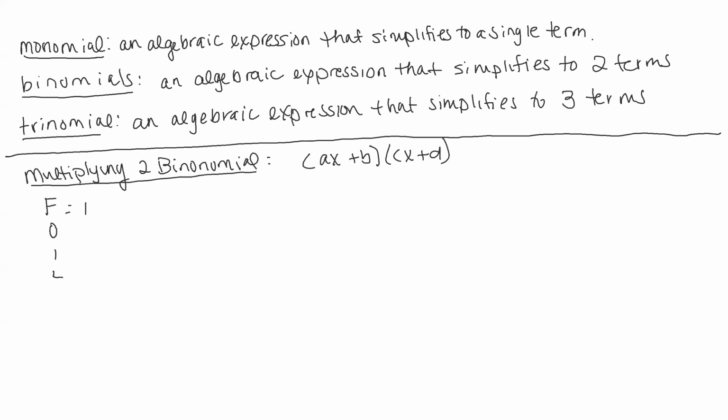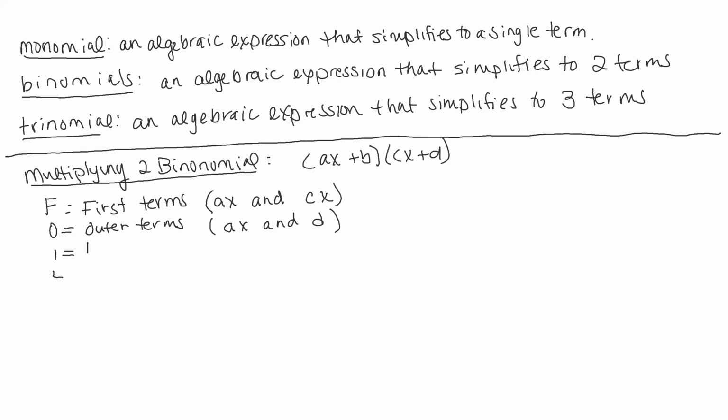F in FOIL stands for first terms. Basically what the FOIL method does is it gives us an order to multiply our terms in so that everything gets multiplied together and then we would simplify. So if we're looking at ax plus b times cx plus d, the first terms would represent the first terms in both expressions, so ax and cx. We would multiply those together. Then we would multiply the outer terms. So O for outer. This represents the two terms on the outside of the two expressions, so ax and d.